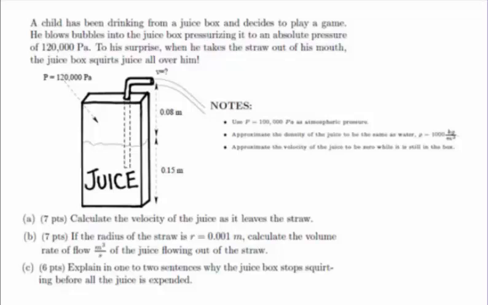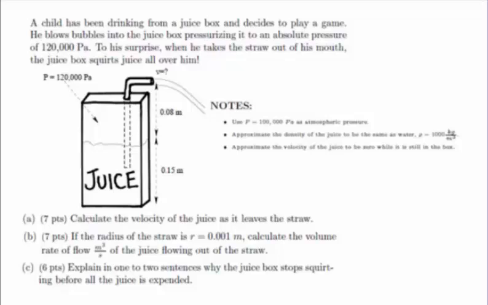A. Calculate the velocity of the juice as it leaves the straw. B. If the radius of the straw is 1 millimeter, calculate the volume rate of flow. And C. Explain in 1 to 2 sentences why the juice box stops squirting before all the juice is expended.